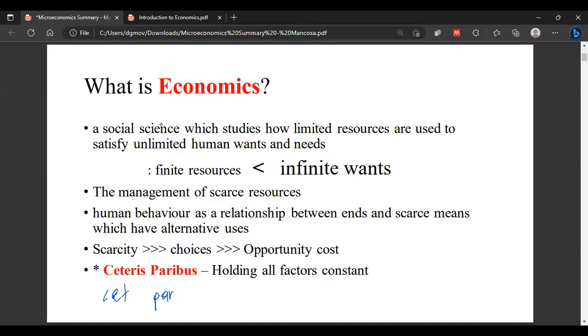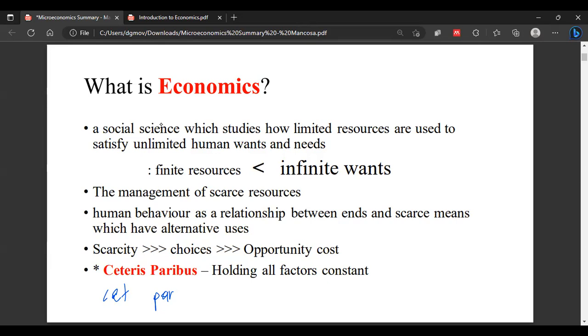Holding them constant simply means do not take regard of them, or even if they change, do not take them into consideration. So we are holding them constant at a certain level. We are simply freezing the other factors. For example, if I say the opportunity cost for you to attend this session is watching TV, set par, it simply means I'm not taking into consideration all the other factors that might have influenced you to attend this session.